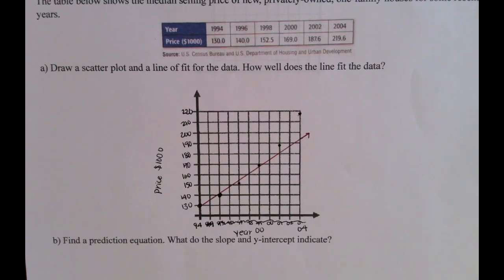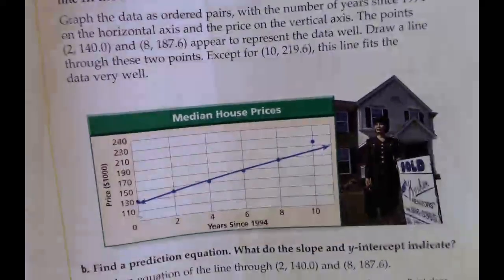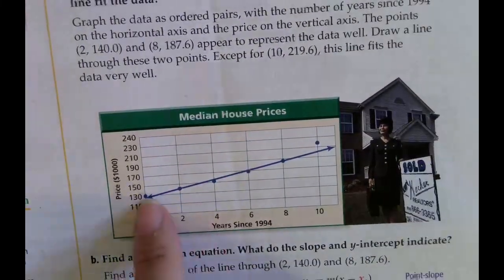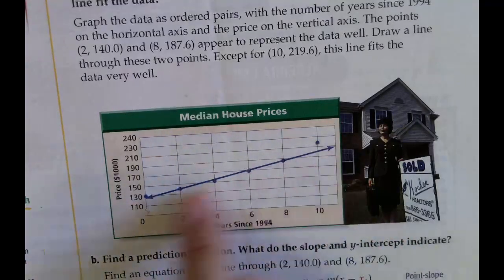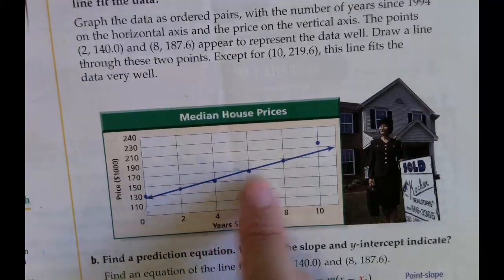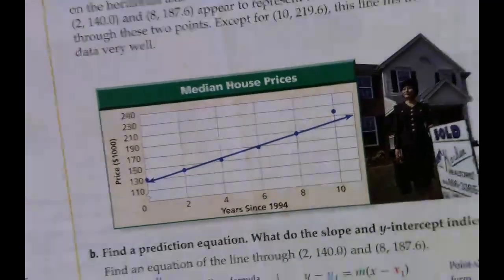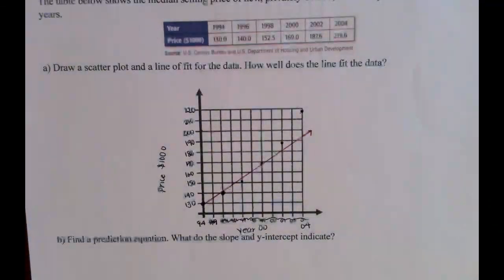And so here, if you look, theirs is obviously perfect, right? Theirs goes through most of their dots, right? There's about one above and two below, except for the outlier. Okay, so next, it asks us to find a prediction equation.